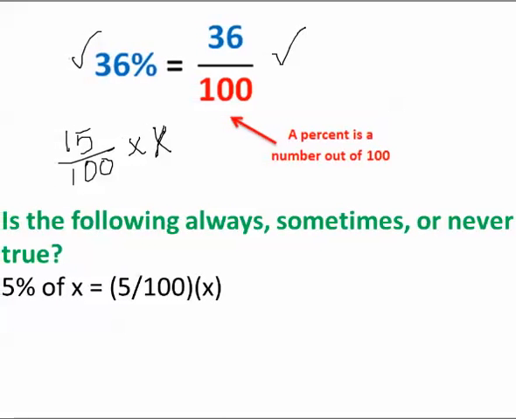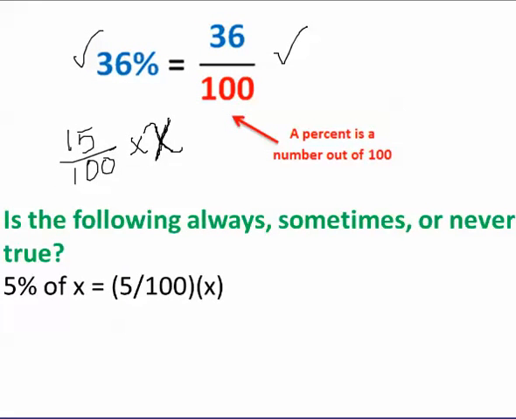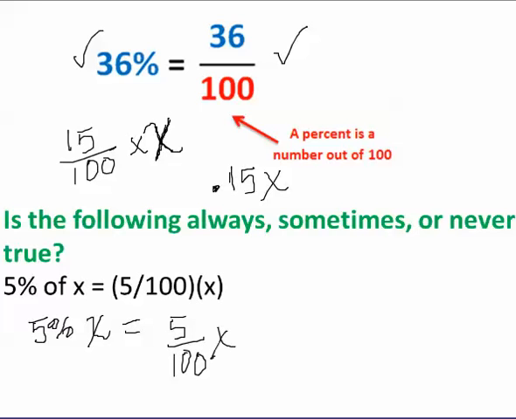And look, I used an X and then a times sign, so that is a times sign. I could also say, well, if I need 15% of a number, then isn't it 0.15 times that number? So, having said that, let's look at this little question down here. The following is always, sometimes, or never true. Well, let's just kind of give an idea of what this says. It says 5% of some number is 5 over 100 times that number. And they want to know, is that always, sometimes, or never true?